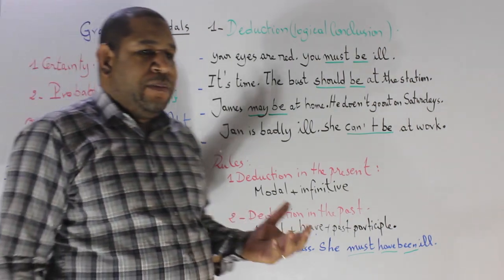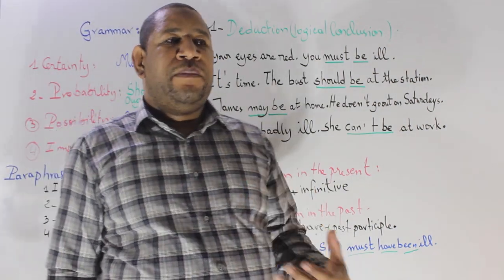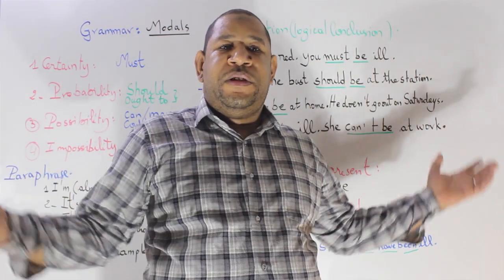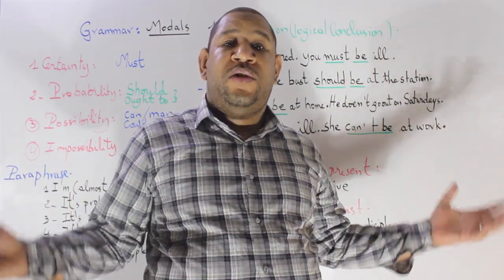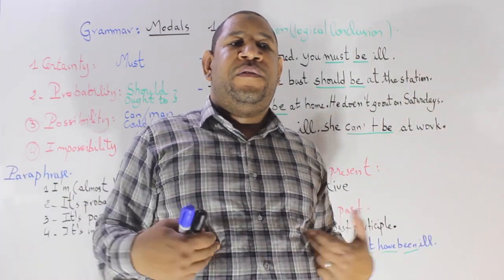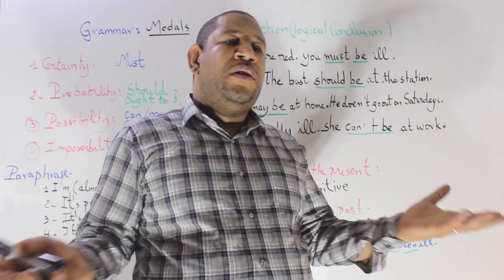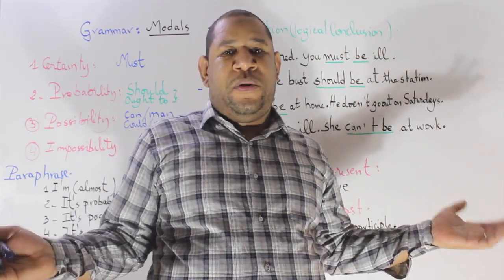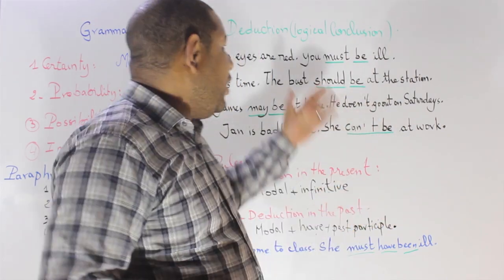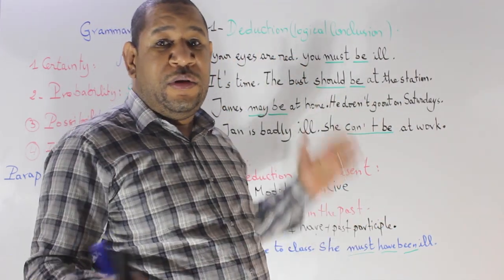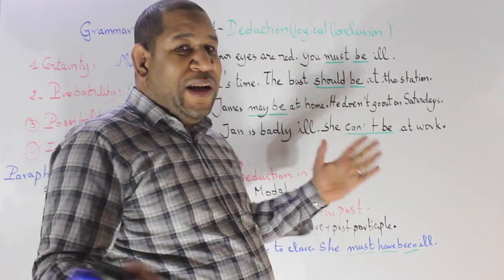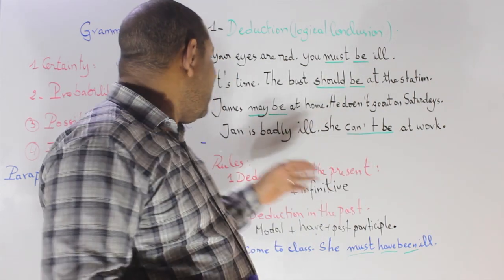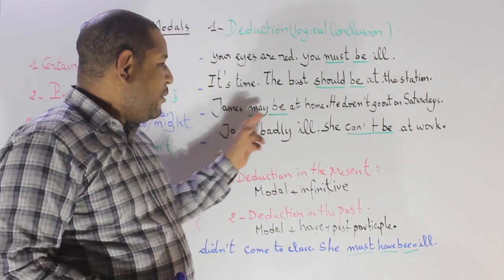But what do you mean by possibility? Possibility is simply we state that something is possible, but we are not certain. If you say I am not sure, it means that it is possible, okay? It's not like the first one, it's certain, the second one, it's probable, but this one, I am not sure. So it is, let's look at the example. James may be at home.